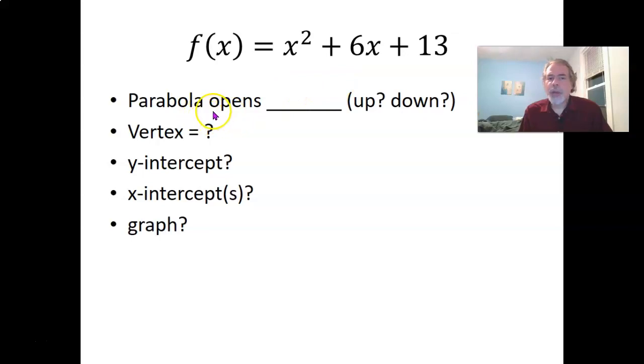So we already know how to answer the first question. The parabola opens up if the coefficient on x squared is positive, down if it's negative. How do we find these other things?